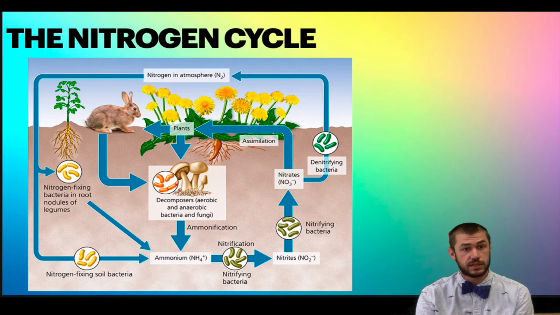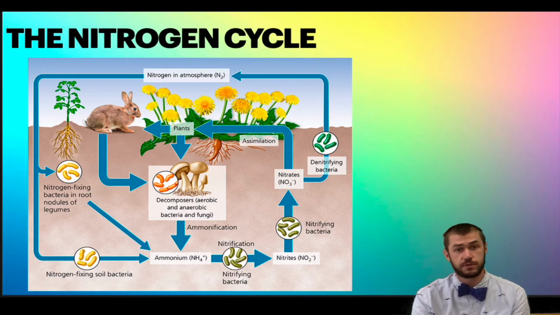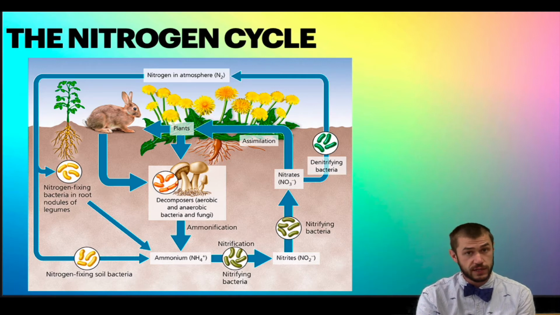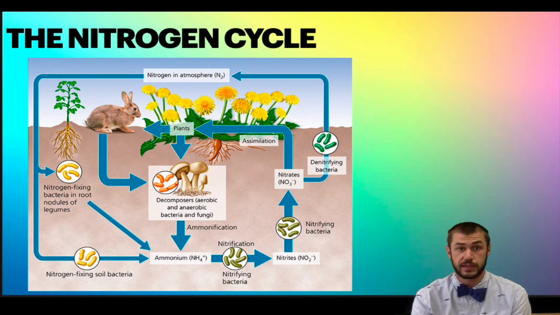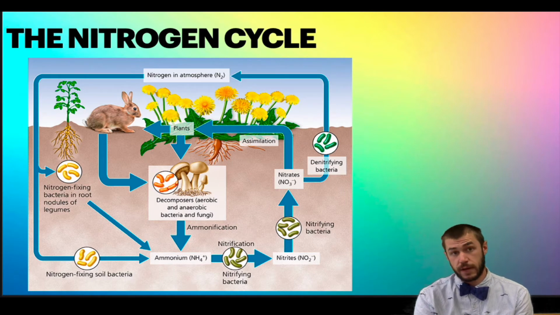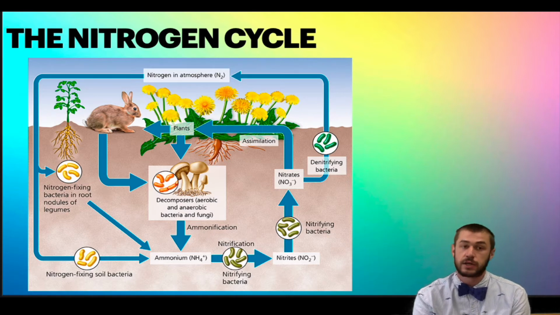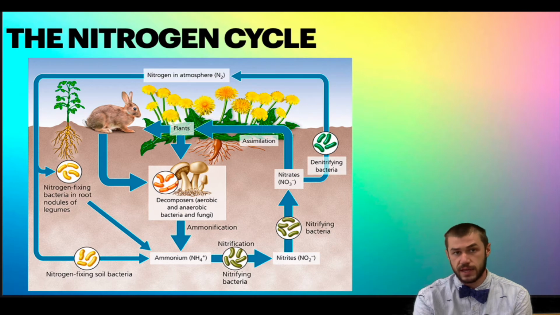Once it's fixed, it becomes ammonium, which still can't be used directly. So nitrifying bacteria transform that ammonium to nitrites and ultimately nitrates, which can be assimilated by plants. Once it's in those plants, animals and fungi consume those plants, and that's how they gain any of their nitrogen.